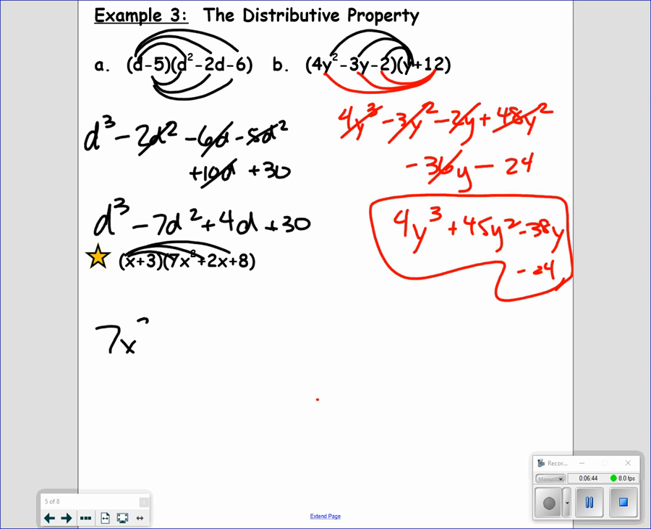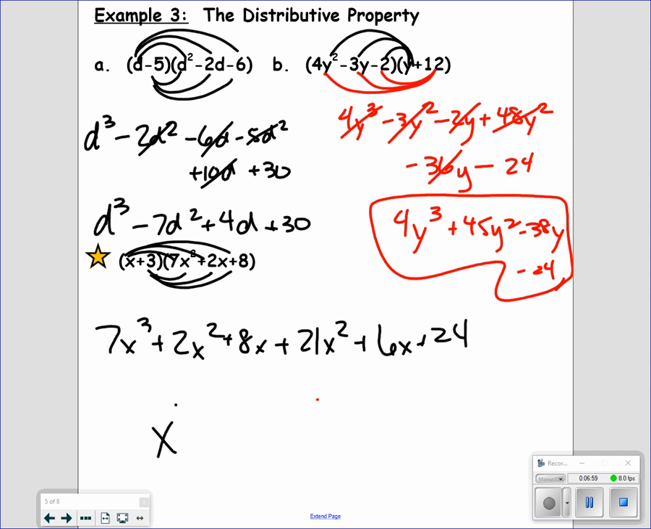So 7x cubed plus 2x squared plus 8x. So all I did was take the first term times all three of the trinomial. Then I'm going to take the second one times all three. So 21x squared, 6x plus 24. And then add anything that is alike.